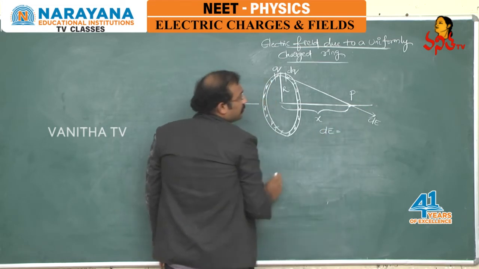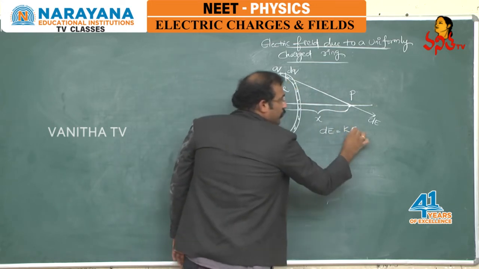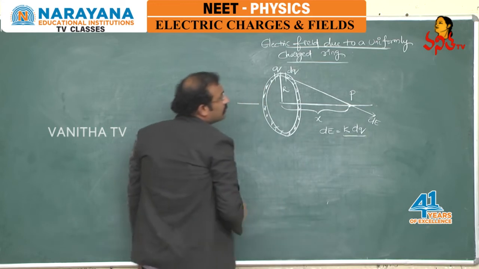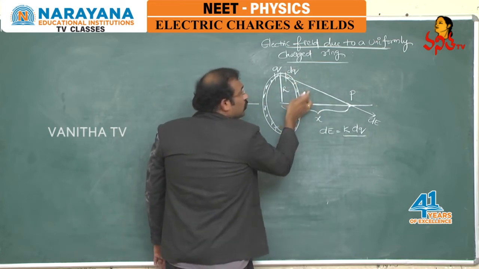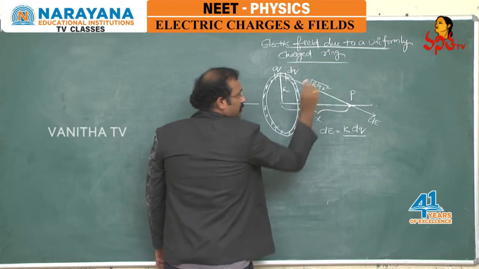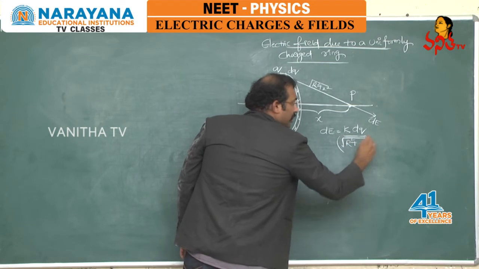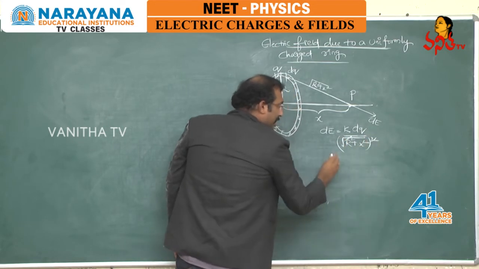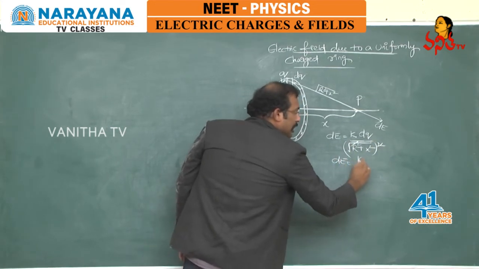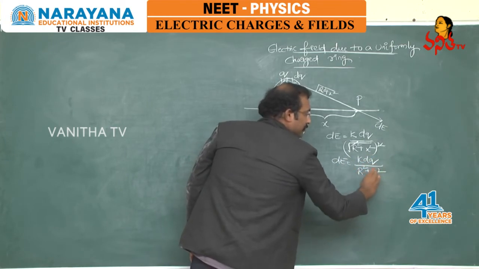dE is k dq by, what is this distance? Root of r square plus x square, so I'll write r square plus x square whole square. So I can write the electric field due to the small element is k dq by r square plus x square.